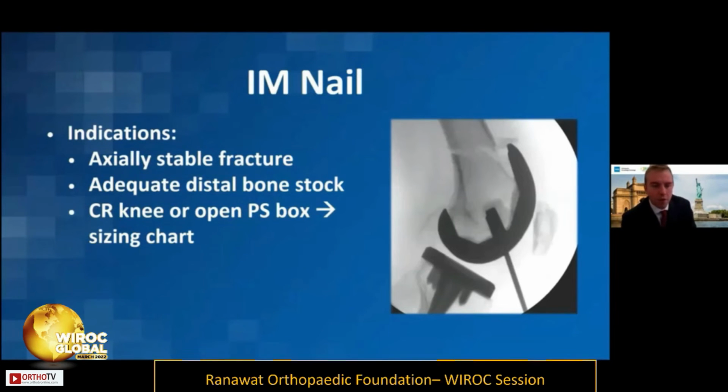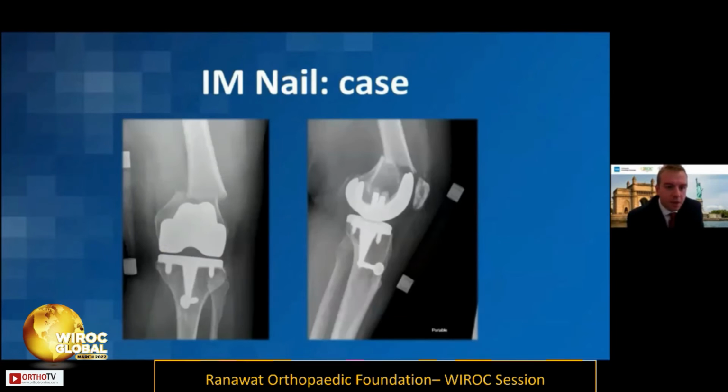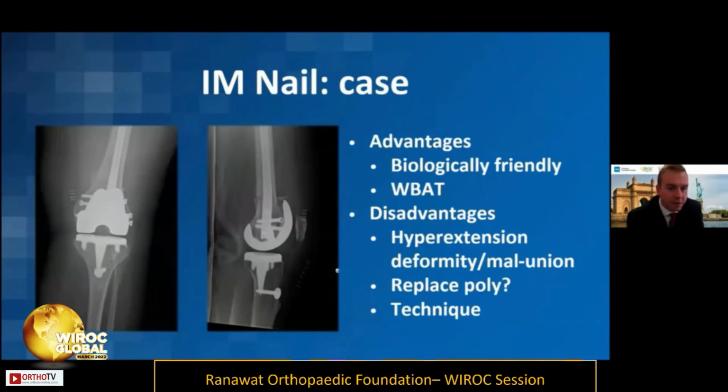So to briefly go over a couple of other options for fixing fractures, the indication, in my opinion, for an intramedullary nail is an axially stable fracture with adequate distal bone stock and a CR knee or an open PS box. And there are some sizing charts that you can find in an Excel chart to help guide size of the nail. So this is a case that I did as a resident. It's an axially stable fracture with good distal bone stock. Components are well fixed, and we placed an intramedullary nail with multiple fixations.